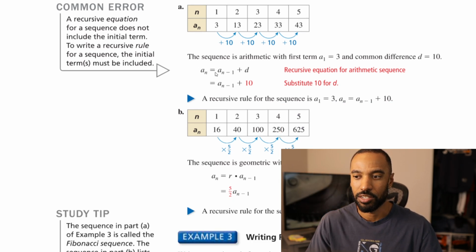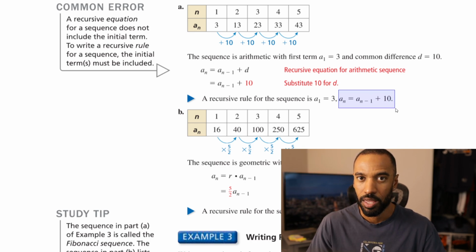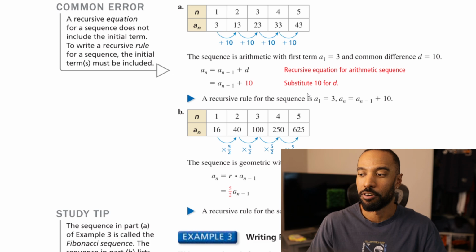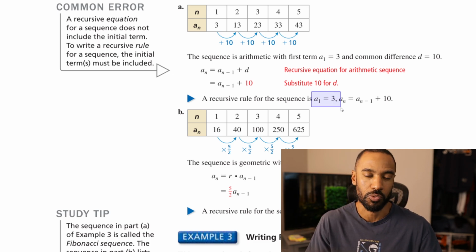You do it like that. The value of the next term is the value of the term before it plus 10. So we'll write it like that. A sub n equals a sub n minus 1 plus 10. And, oh, by the way, the first term is 3. So you have to let them know where to start from, right? Otherwise, it doesn't work out.